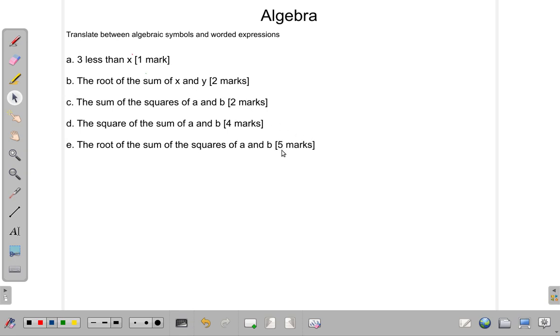And we have marks here. What I want you to do is pause the video and complete each of these activities. And then when you've completed them all, you continue. So go ahead, 4, 3, 2, 1, pause.